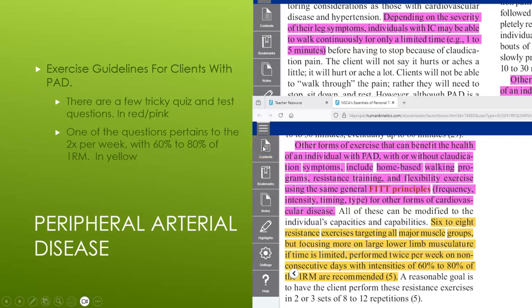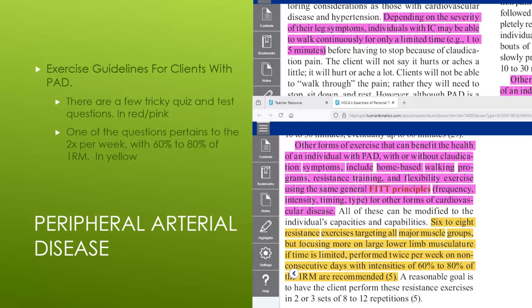Now, exercise guidelines for clients with peripheral artery disease. There are a few tricky quiz questions, I got to tell you, and they're a little bit of a challenge. So depending upon the severity of the leg symptoms, individuals with IC may be able to walk continuously for only a limited time, 1 to 2 minutes. Other forms of exercise that can benefit the health of the individual with peripheral artery disease, with or without claudication symptoms, include home-based walking programs, resistance training, and flexibility exercise using the same general FIT principles, frequency, intensity, time, as training for other cardiovascular disease.